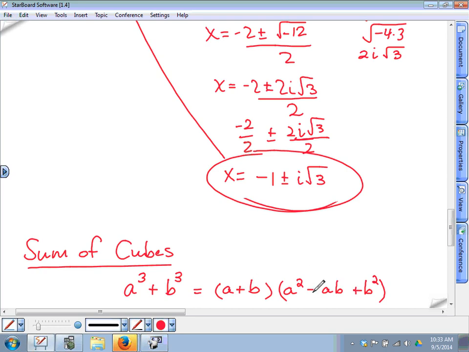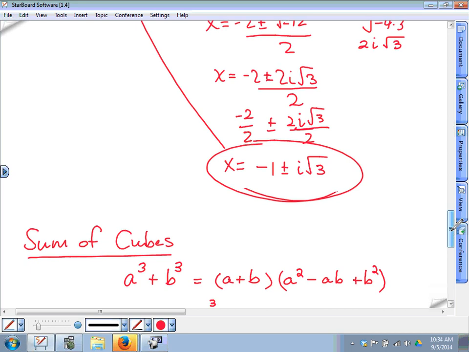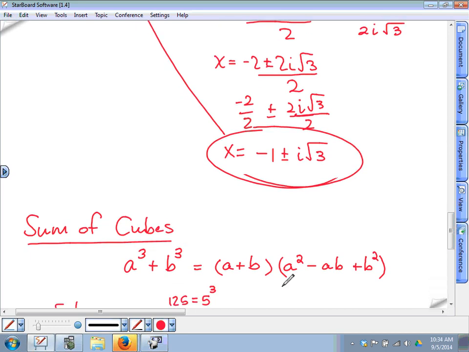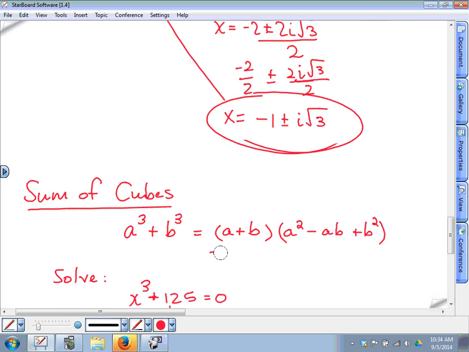How do you know which one goes where? The way I remember it, if it's the sum of cubes, the first one is plus, the second one is minus. If it's difference of cubes, the first one is minus, the second one is plus. But other than that, the formulas are exactly the same. So since they are pretty similar, let's do question 16. Do you see that it's almost exactly the same?